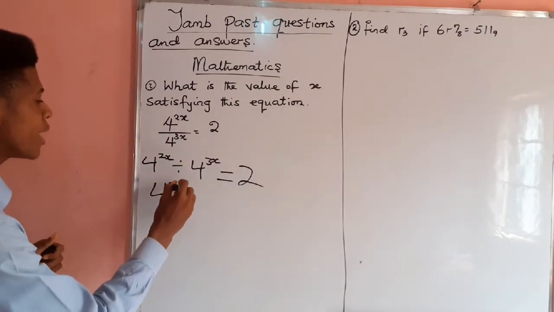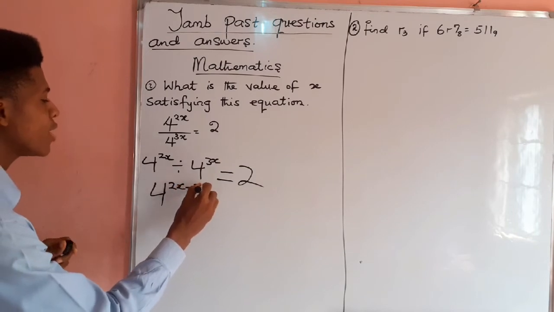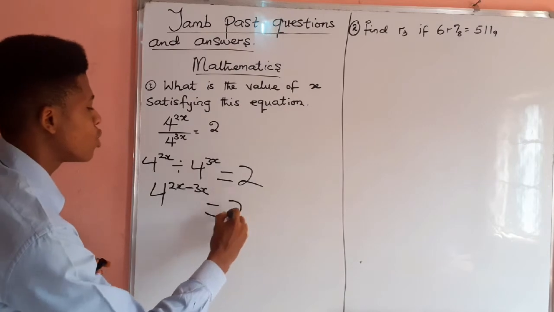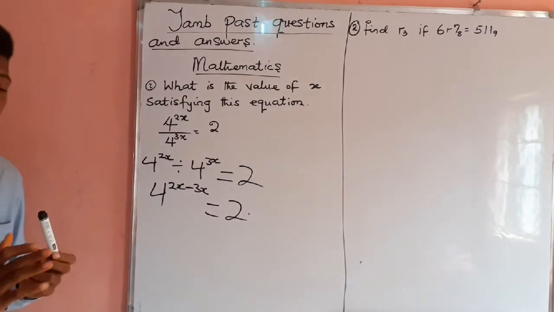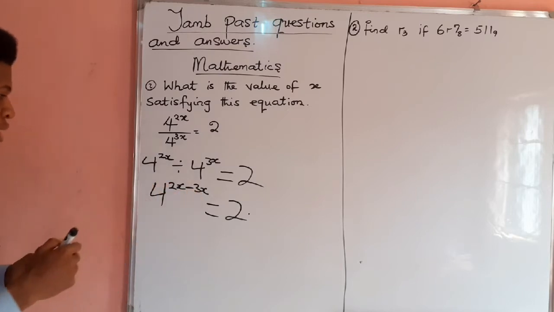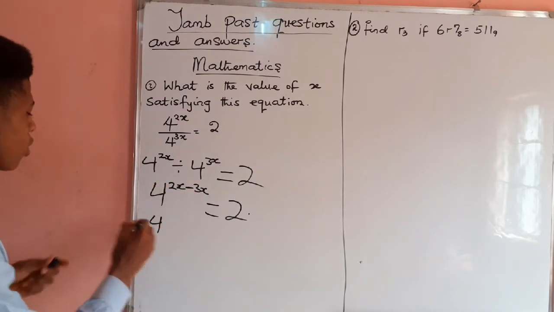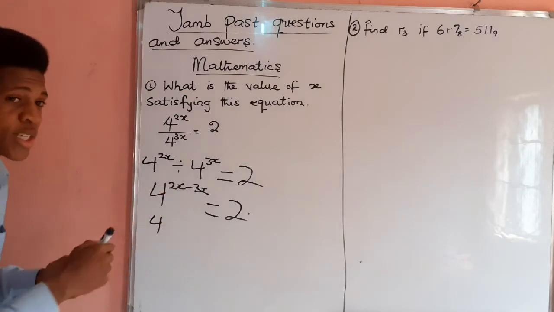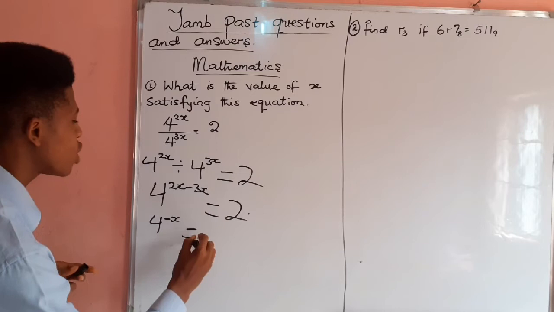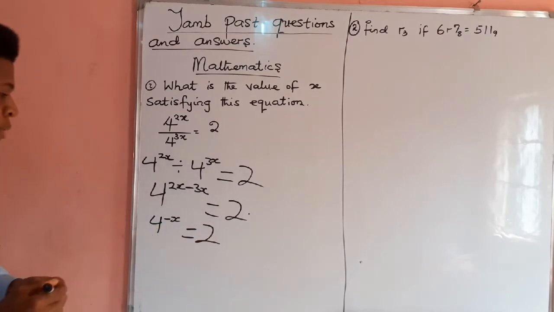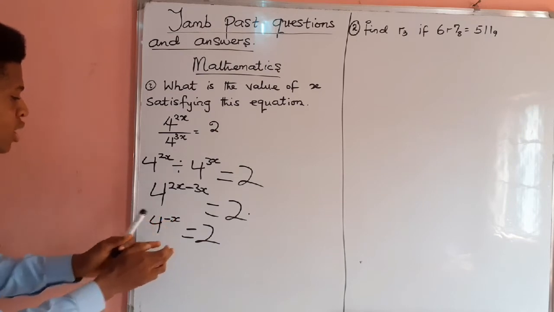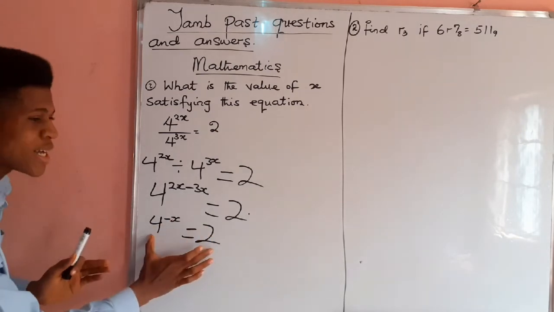This will be 2x minus 3x, as the law says, which is equals to 2. Hope there's no confusion. Of course, when 4 is raised to the power 2x minus 3x, this will be 4 raised to the power minus x, since 2x minus 3x gives us minus x, which is equals to 2. Okay, we're in a sticky position here. We have 4 raised to the power minus x equals to 2. The base numbers are not the same.